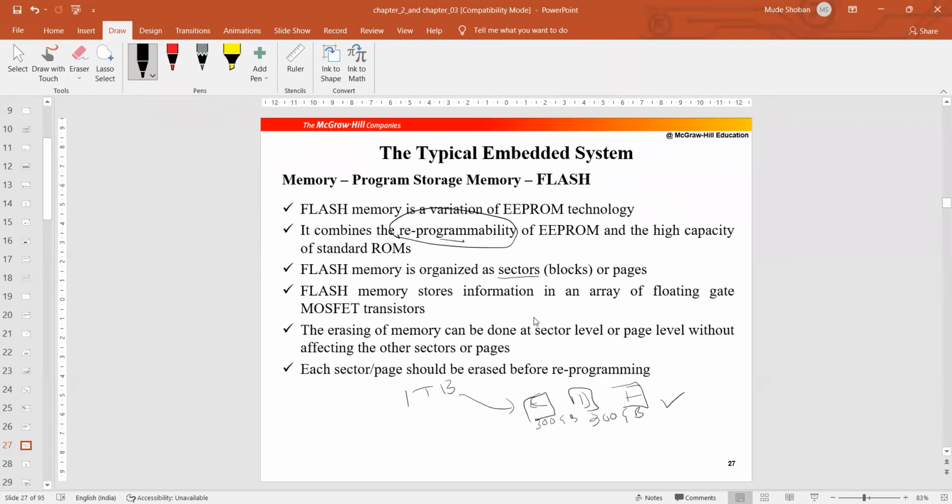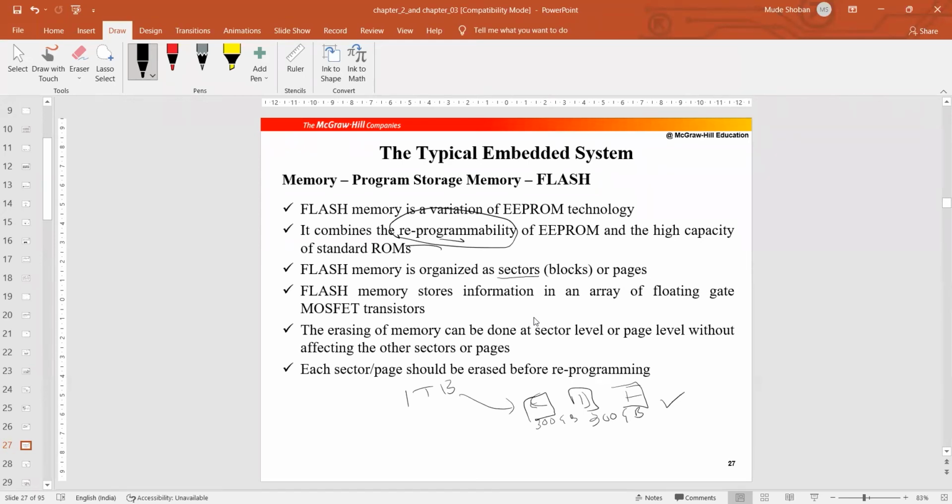Reprogrammability. Program means what? Instructions. So you can erase the earlier instructions and you can load the new instruction, depending on the application, right? Of EEPROM and the high capacity of standard ROMs. Flash memory is organized as sectors or pages.